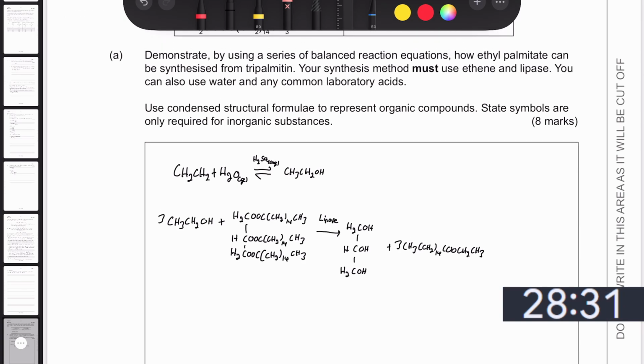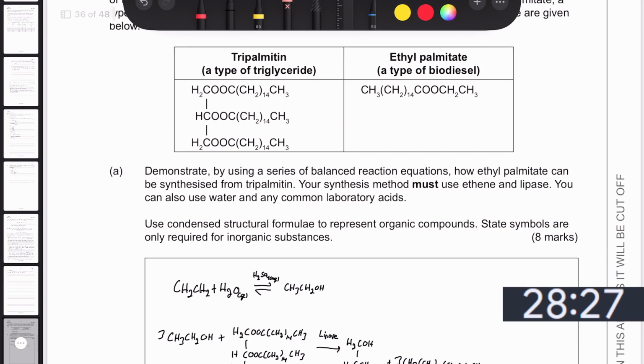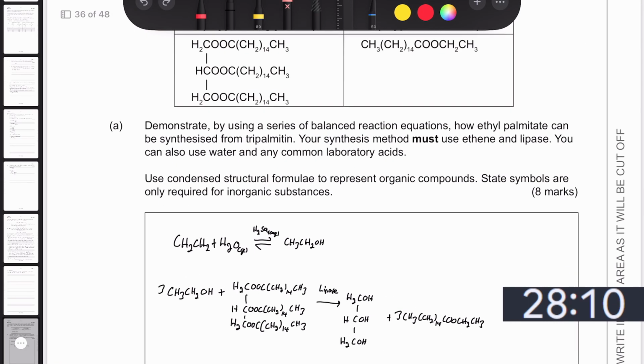Ethyl can be synthesized from that. Ethene, which is there. Lipase, which is my catalyst. Any other common laboratory acids? State symbols are only required for inorganic substances. I think this is so good. Series of balanced reaction equations.